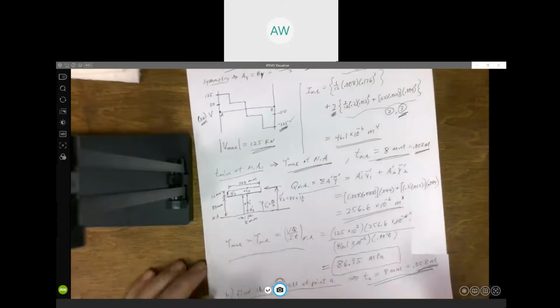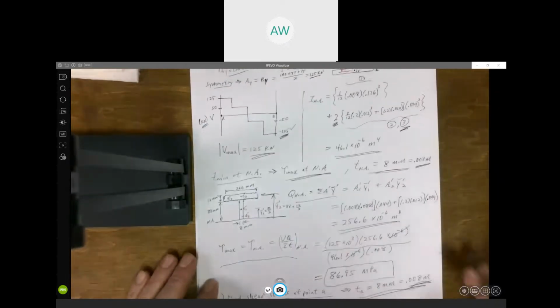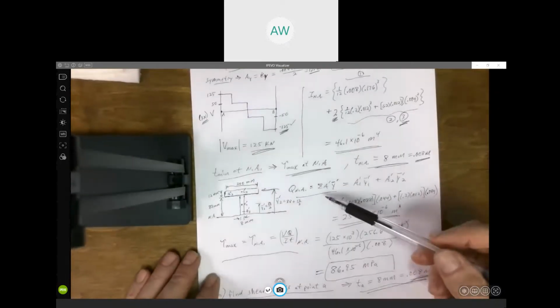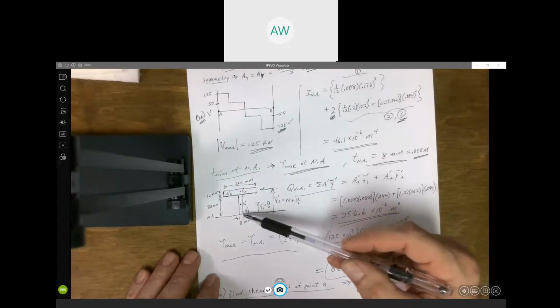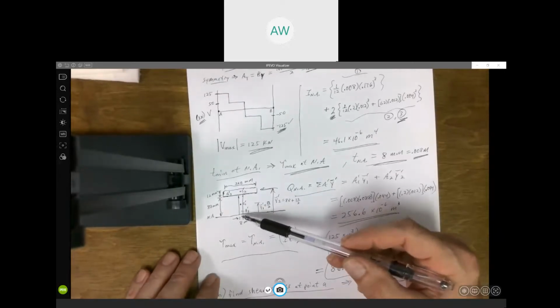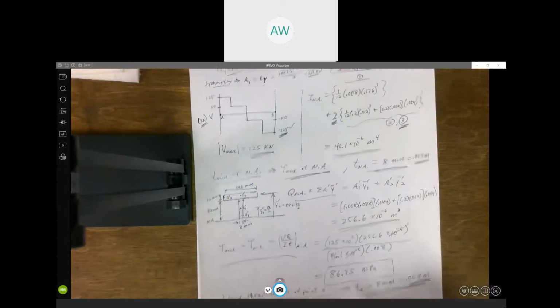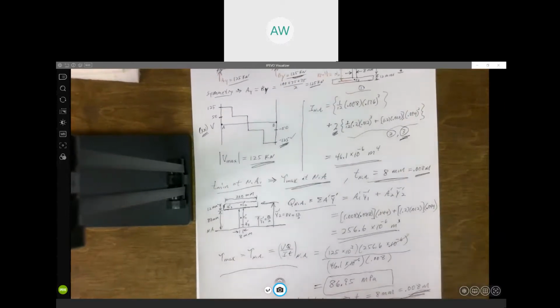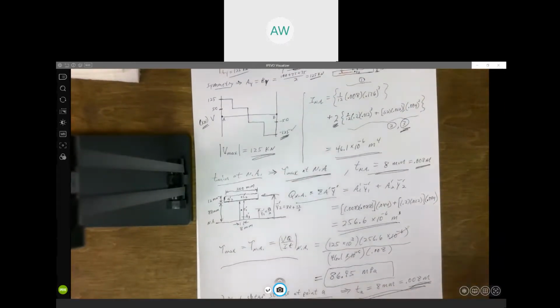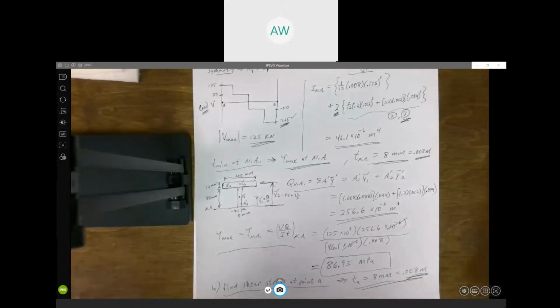But what is going to change is Q. This Q that we calculated here was at the neutral axis. So we used all the area above the neutral axis. If we want to find the shear stress at point A, we need Q at point A. And so that's where we're actually going to have to do some new calculation.